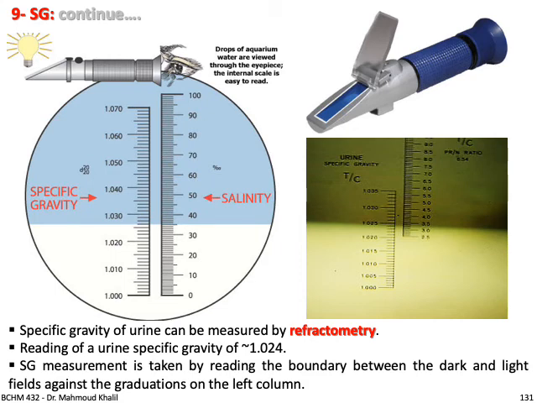The specific gravity of urine can be measured by a device called a refractometer. And you can see on the refractometer the reading of urine specific gravity, which is around 1.024. SG measurement is taken by reading the boundary line between the dark and light regions, as you can see from the second figure, against the graduation on the left column.